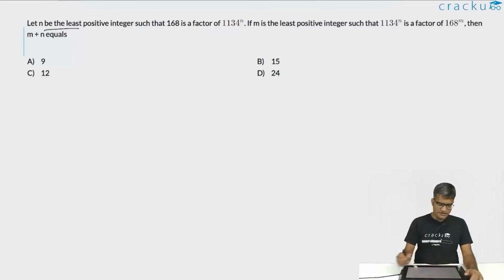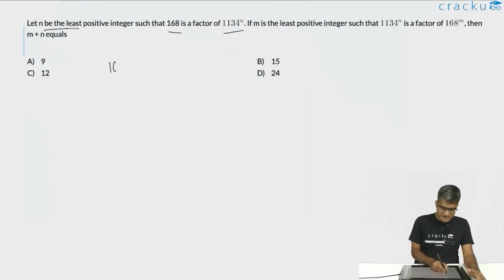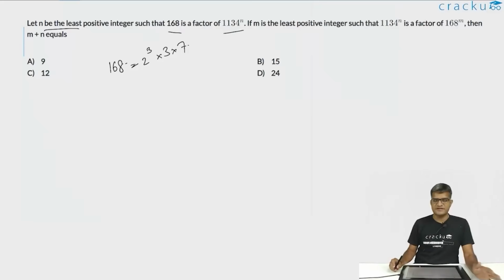In this question, we are told that n is the least positive integer such that 168 is a factor of 1134 to the power n. What is 168? If you are doing the prime factorization of 168, this is 2 into 84, or this is 8 into 21. So this is 2 cube into 3 into 7. That is the prime factorization of 168.